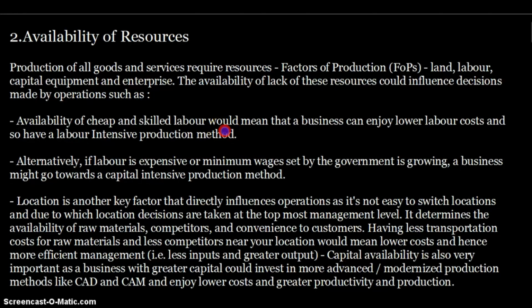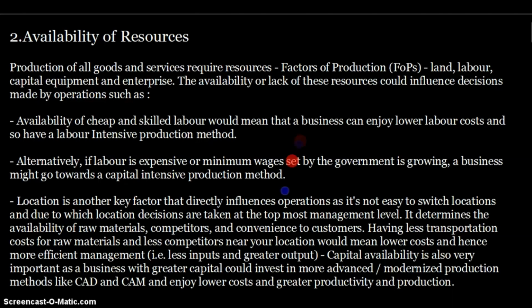Availability of resources. The production of all goods and services requires resources. What are these resources? These are basically factors of production. We have already discussed that in the first chapter. These are the basic things that you need for starting a business, that is land, labor, capital, equipment, and enterprise. The availability or lack of these resources could influence decisions made by operations, such as availability of cheap and skilled labor would mean that a business can enjoy lower labor costs and so have a labor intensive production method.